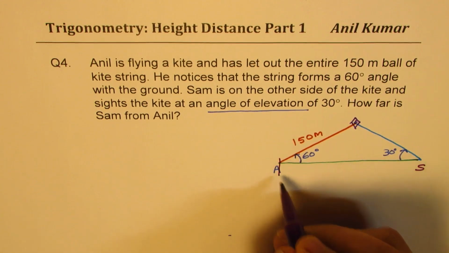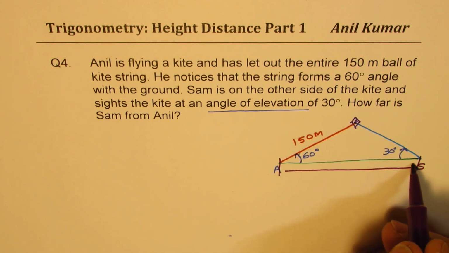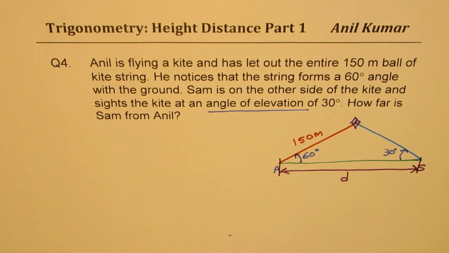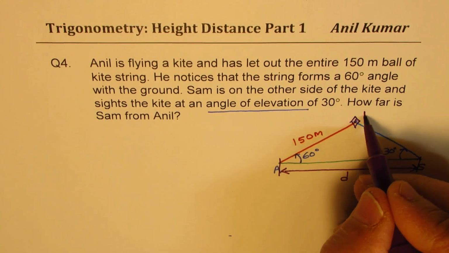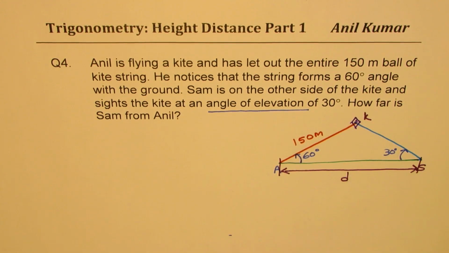So we want to find this distance. How will you find this distance? That is your question. You can actually pause the video, answer this question, and then look into my suggestions. Let me label this A, K, and S. A for Anil, K for kite, and S for Sam. So how can we do this particular question?